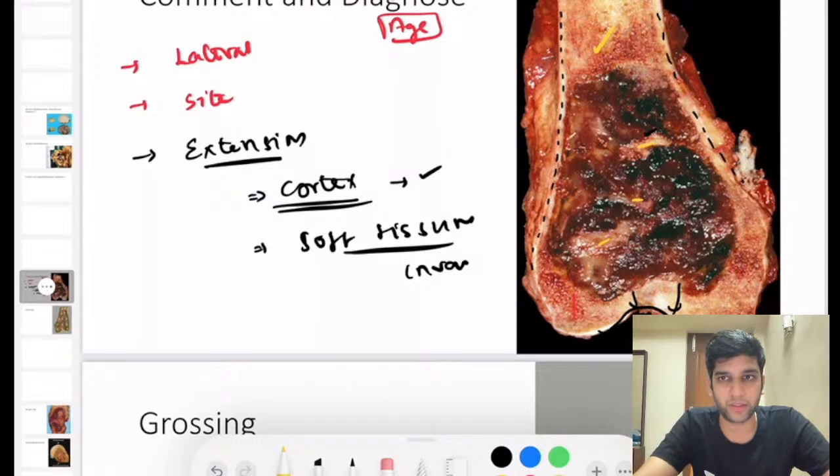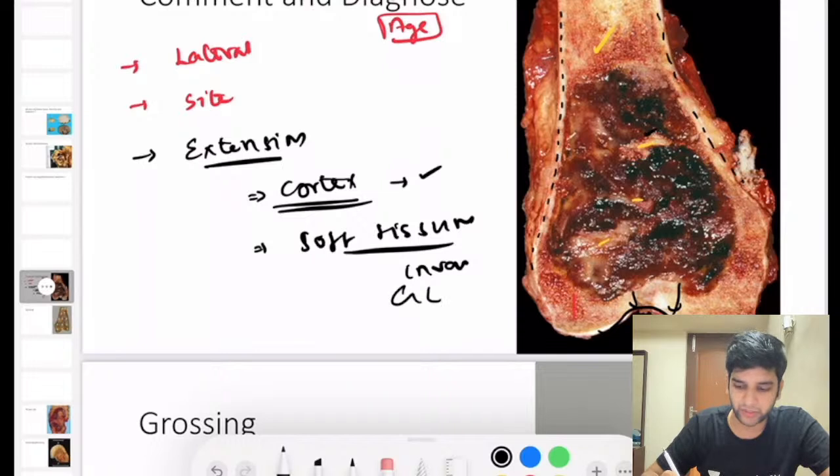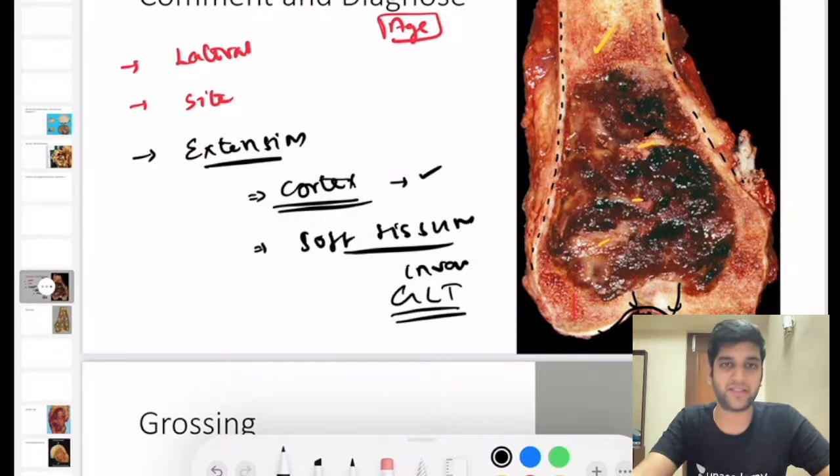35-year-old. Okay, this is a classical case of a GCT. It's a giant cell tumor. It's an invading expansile tumor destroying the bone. It's a classical case of a giant cell tumor, right? Again, it's based on the age, based on the location.